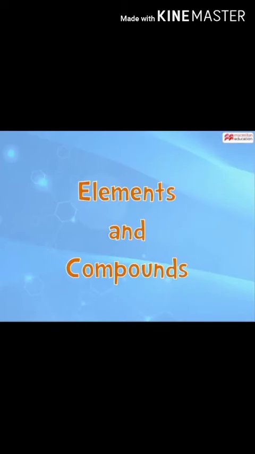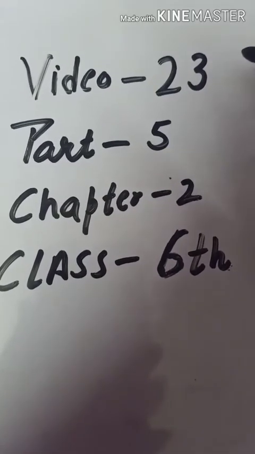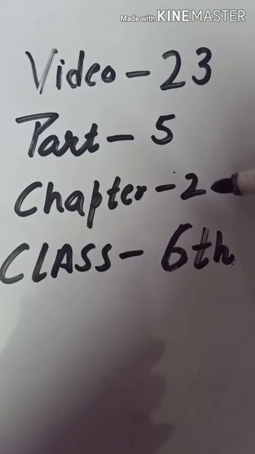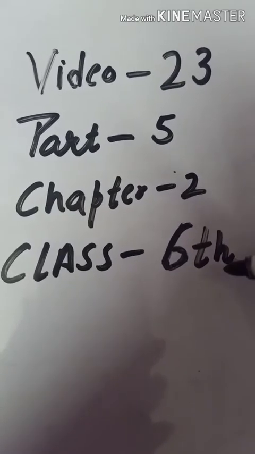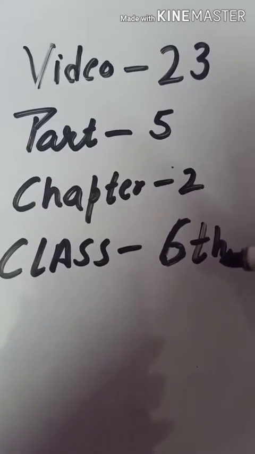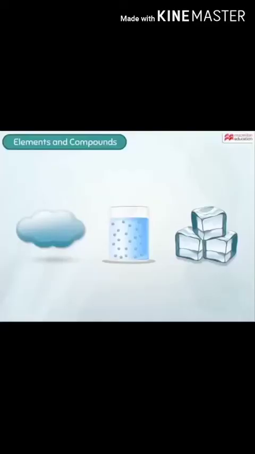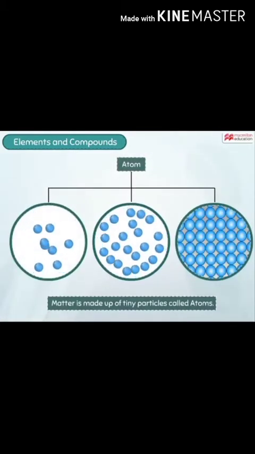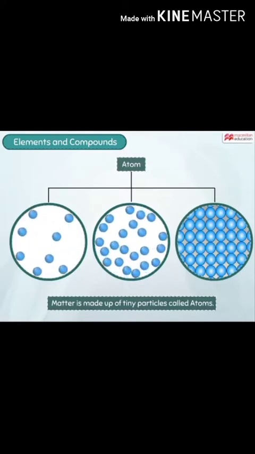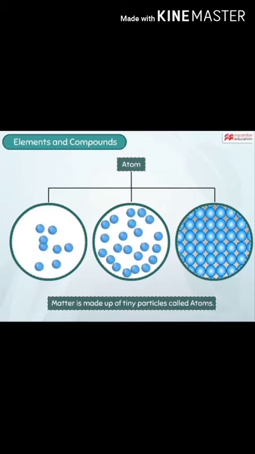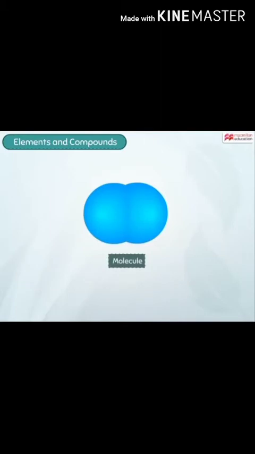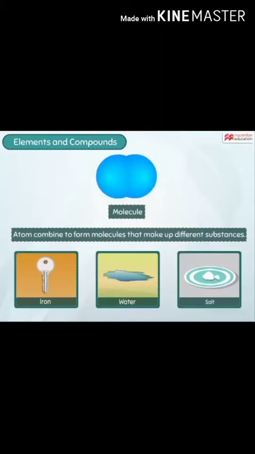Elements and compounds. Dear students, this is video 23, part 5 of chapter 2, elements, compounds and mixtures for class 6. In the previous video, we learnt everything around us, whether it is gas, liquid or solid, is made up of matter. Matter itself is made up of tiny particles called atoms. Atoms combine to form molecules that make up different substances.